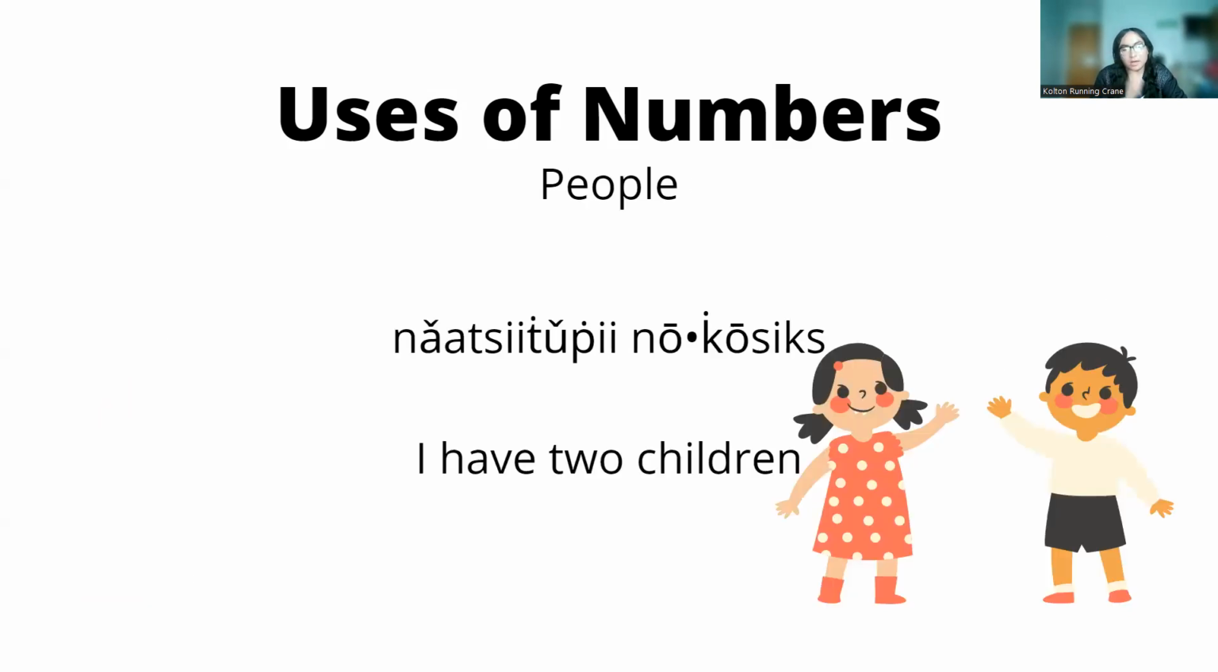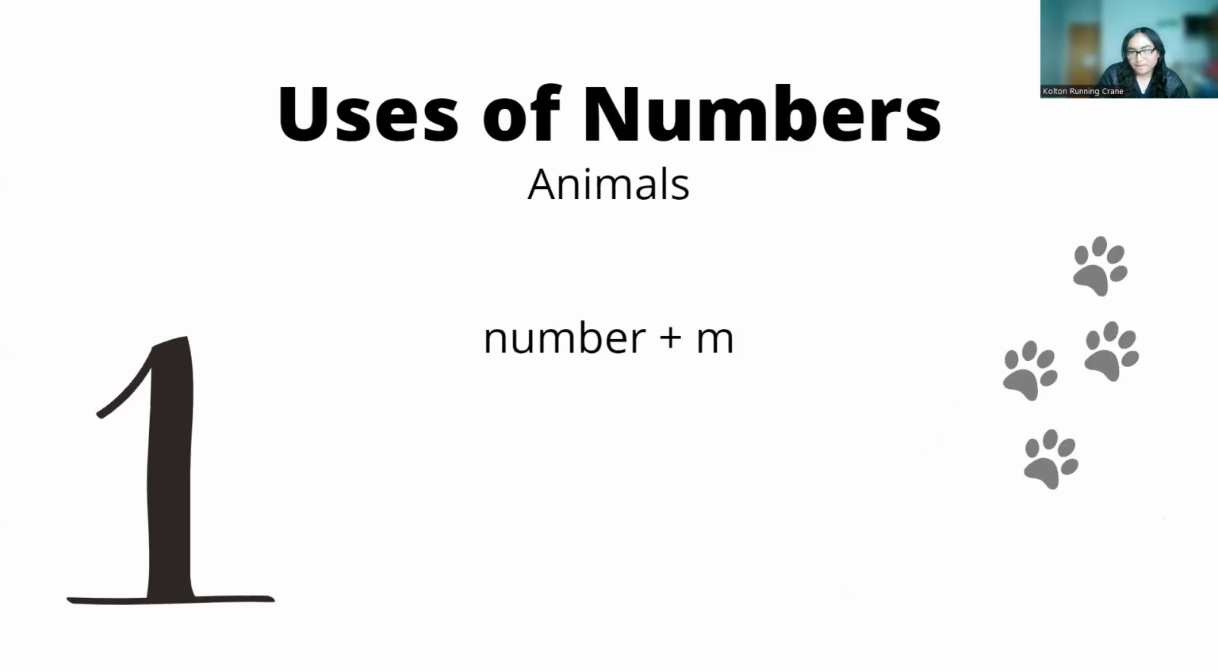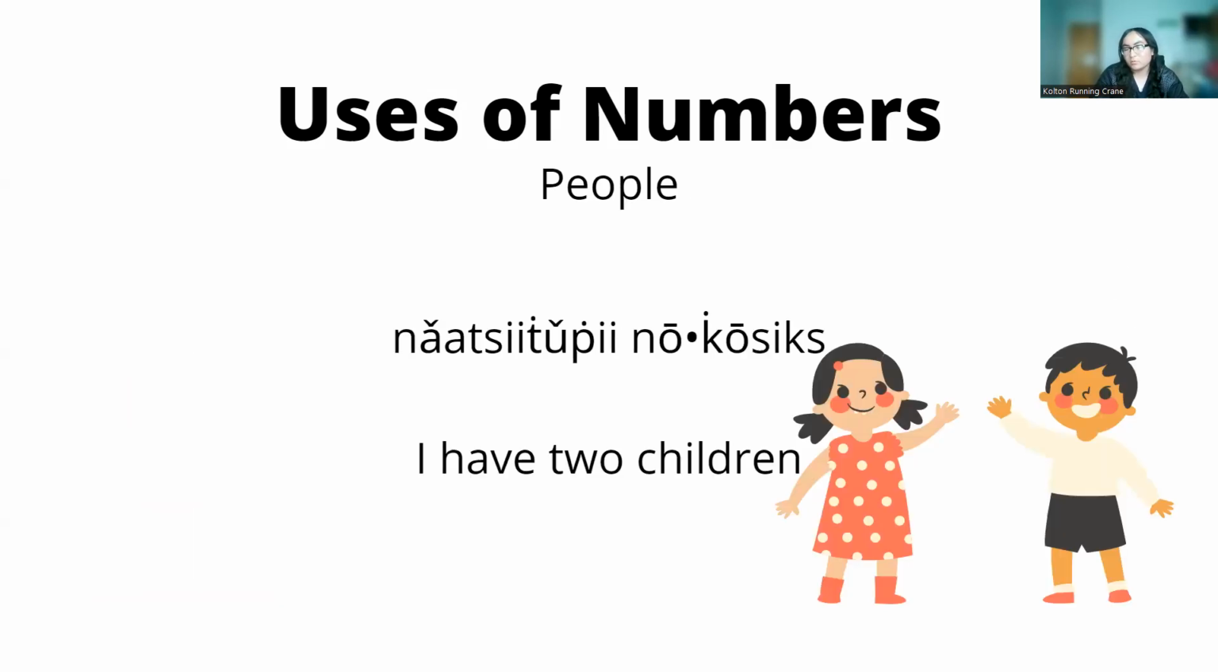And the same thing, we'll learn about it in another lesson, but if you want to ask how many children somebody has, you say tsanitsi tapi, which means how many people. Tsanitsi tapi. How many people are your children? Oh, natsi tapi noko six. Two people.